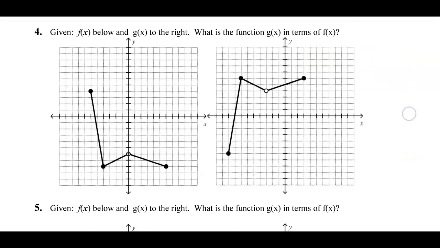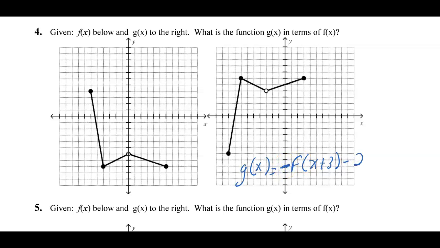Okay, take a look at problem number 4, and go ahead and pause the screen and write your answer for problem number 4. When you're done, come back. Okay, hopefully you wrote the following answer for number 4. g of x is equal to negative f of x plus 3, minus 2.